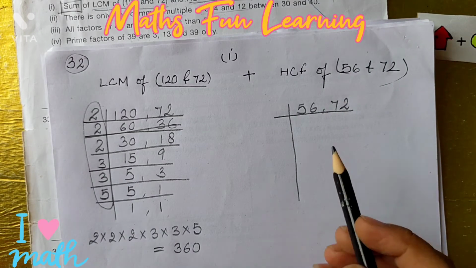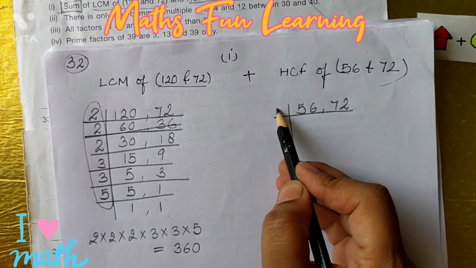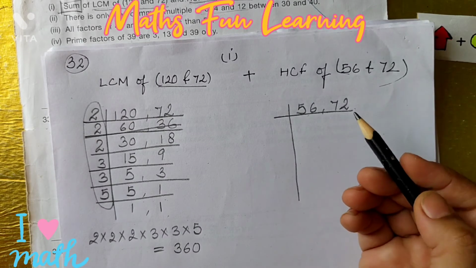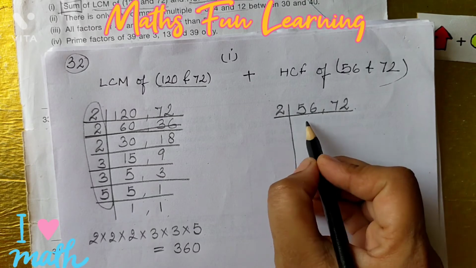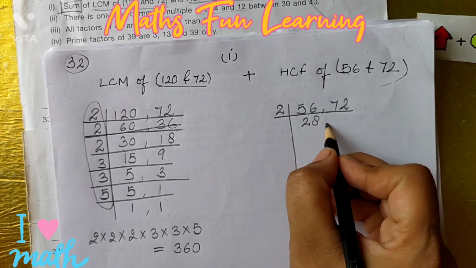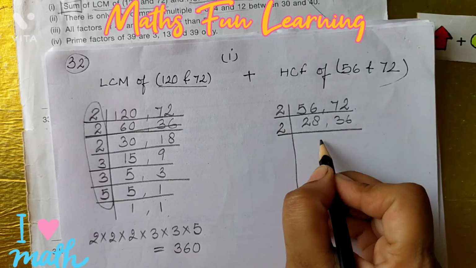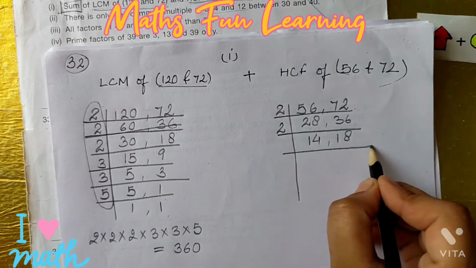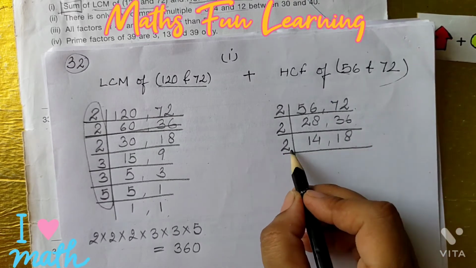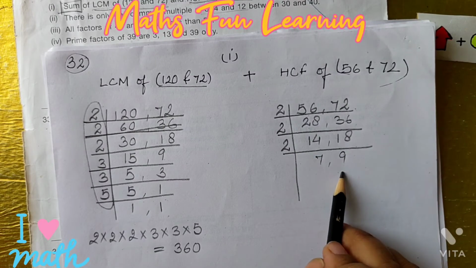Here also you have to choose a prime number which can divide both the numbers. You know the divisibility rule of 2: if they are even numbers, they can be divided by 2. It will give you 28 and 36. Both are even, again divide by 2: 14, 18. Again divide by 2, even numbers: 2 times 7 and 2 times 9. Now these two numbers, 7 and 9, cannot be divided further.